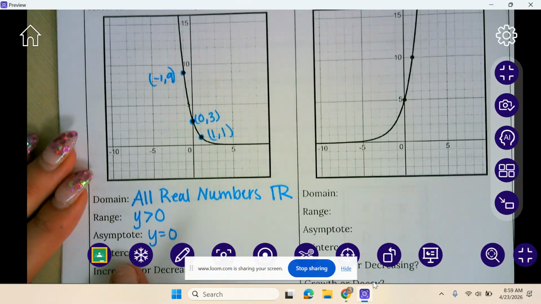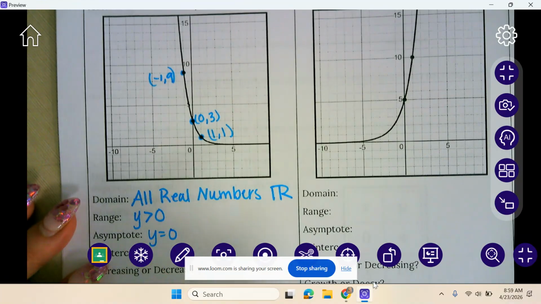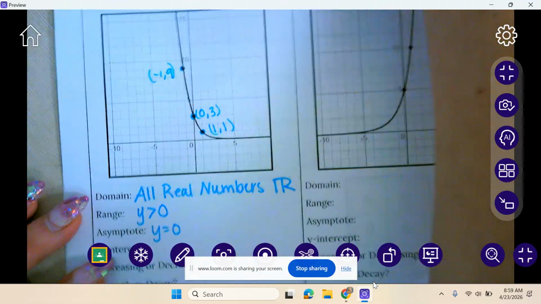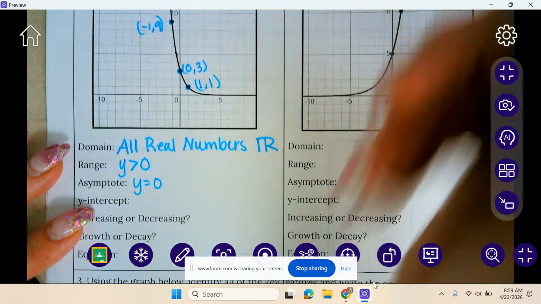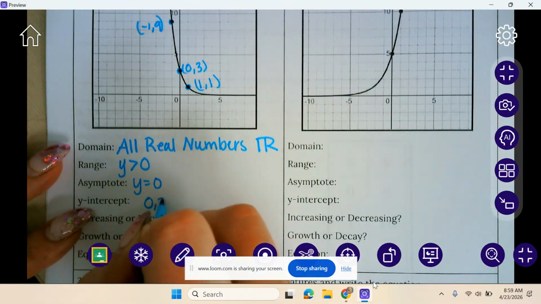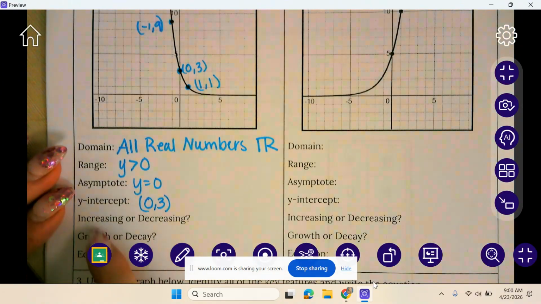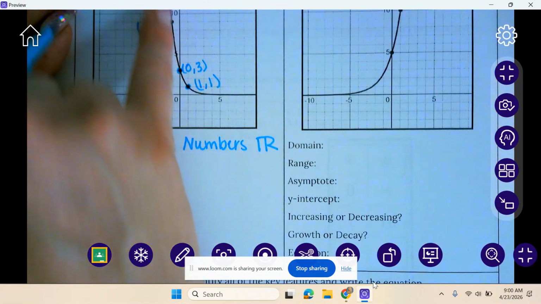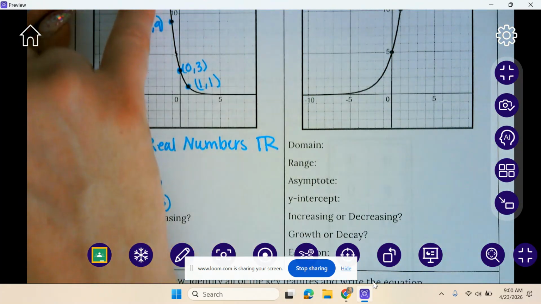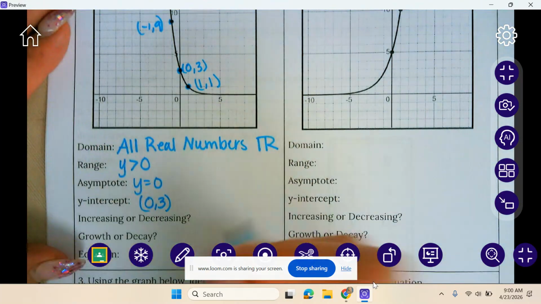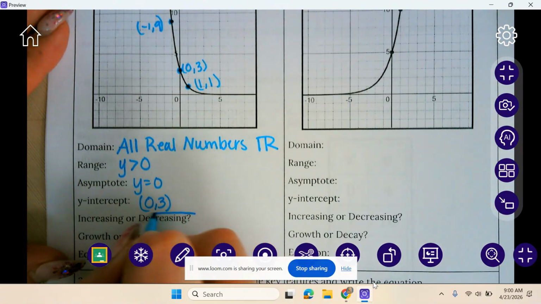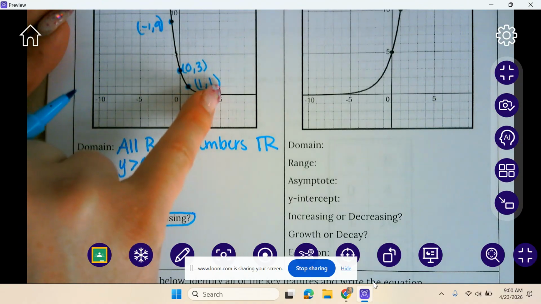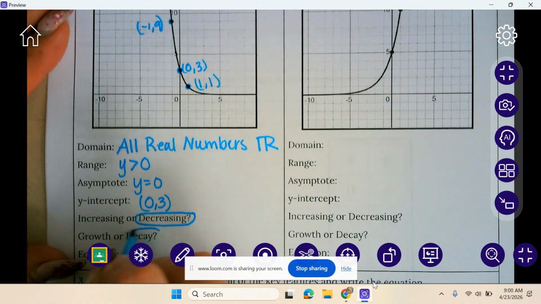Our y-intercept is going to be where it crosses the y-axis. So we could see right here, this is our y-intercept. So it's going to be (0, 3). Increasing or decreasing. We can see as we go left to right, just like we're reading words, right? Left to right, we can see it's going down. So that would be decreasing. We can see the y values going down as well, which indicates decay.